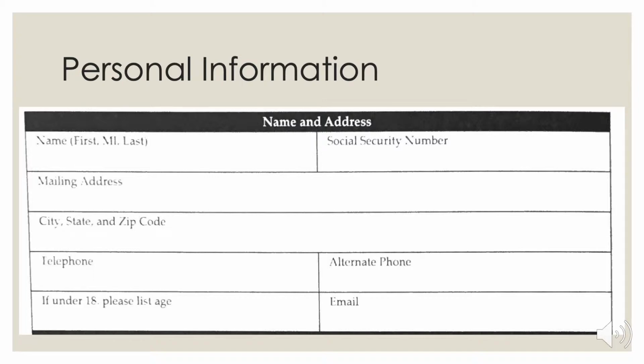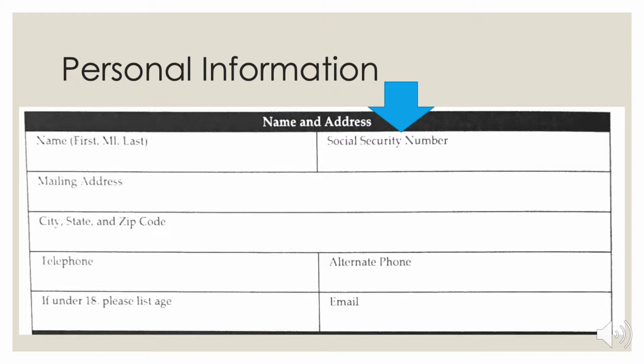The first section of your application is all about your personal information. The first box we will look at asks you for your name. In this case, it is asking for your first name, a comma, your middle initial, a comma, and then your last name. Next, the application wants your social security number.